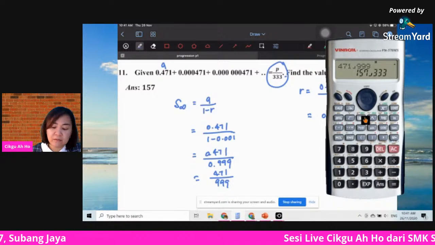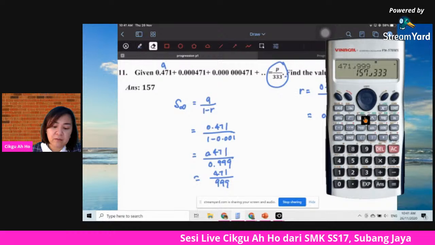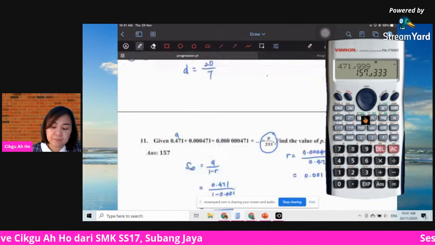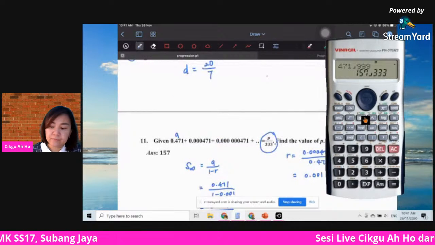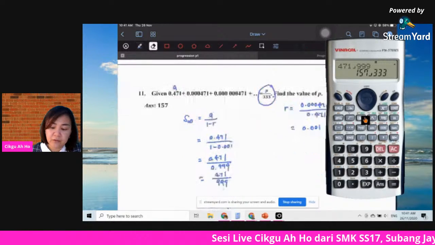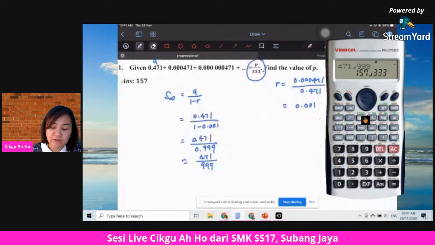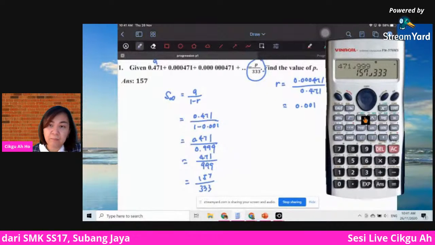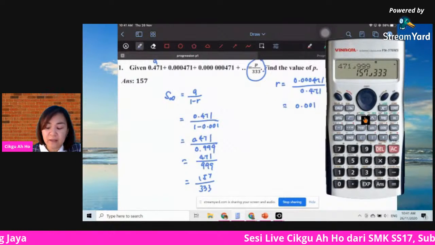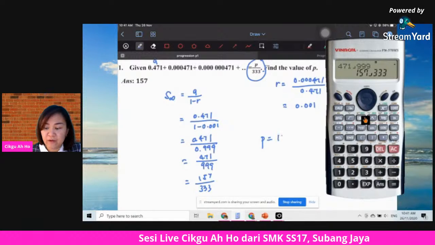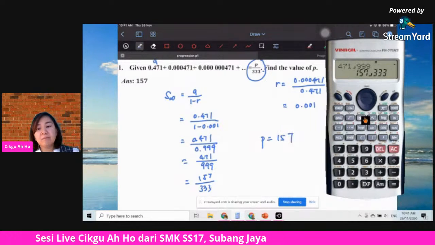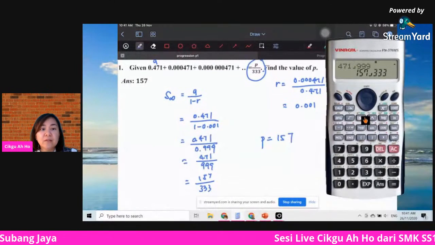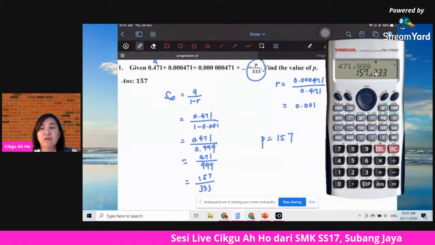So you get. Okay, you will get 17. Okay, you will get this 17157 over 333. Okay, compare with the given questions. So your value of P is equal to 157. Okay, simple only, right? Okay, so when you see this kind of questions, remember, use the formula sum to infinity.